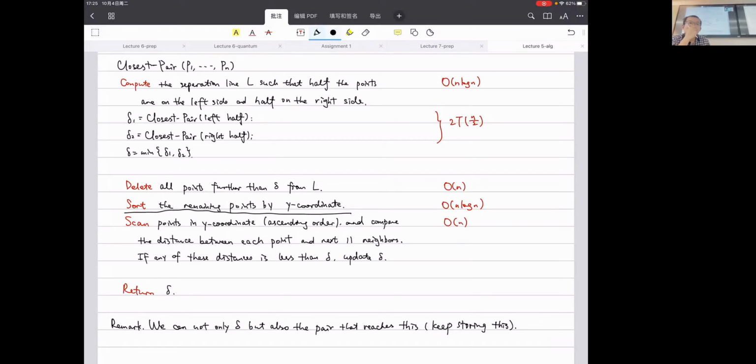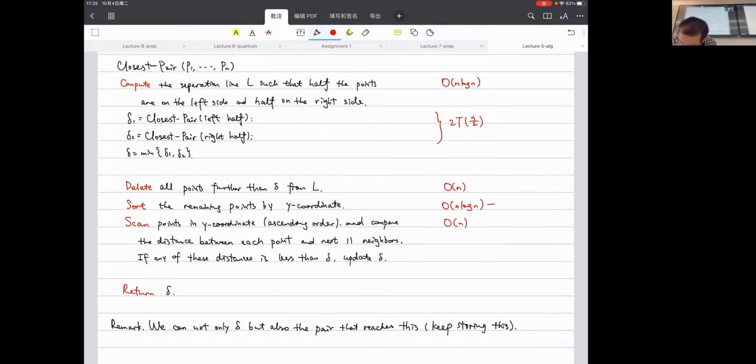So actually the answer here is this part can also be O(n). So why can we do this? We just pre-sort both x and y here.